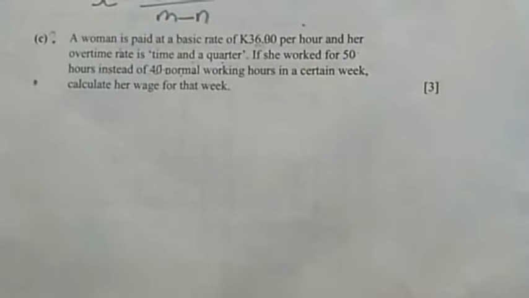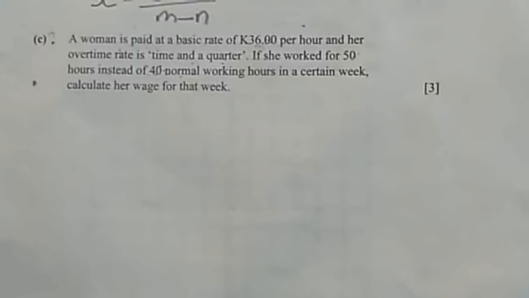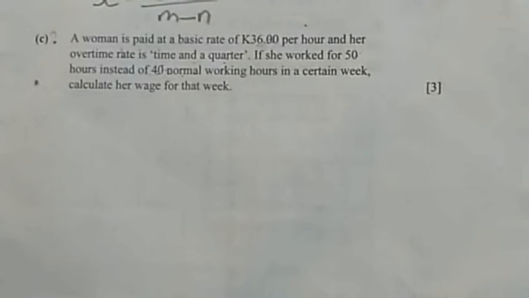Question 3C was as follows. A woman is paid at a basic rate of 36 kwacha per hour, and her overtime rate is time and a quarter. If she worked for 50 hours instead of 40 normal working hours in a certain week, calculate her wage for that week.